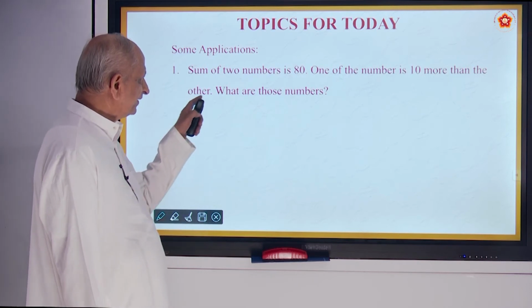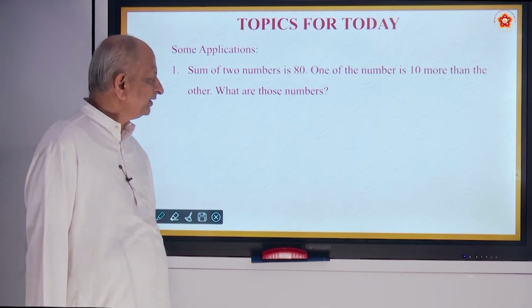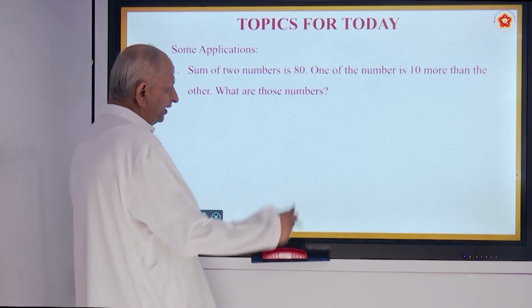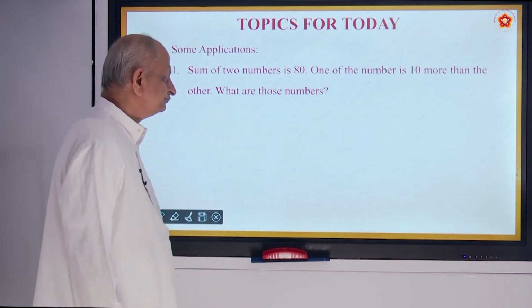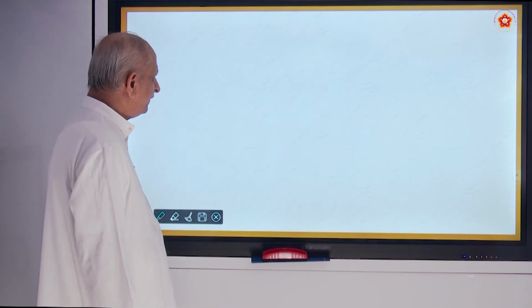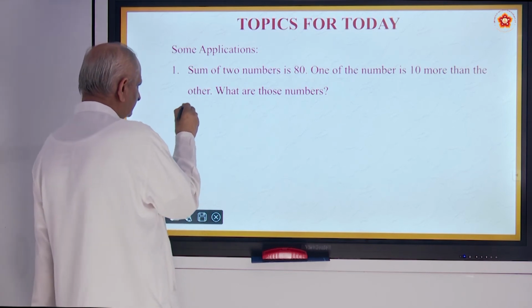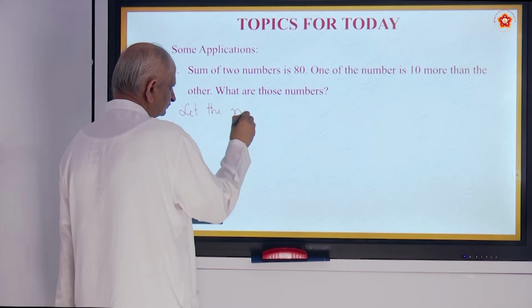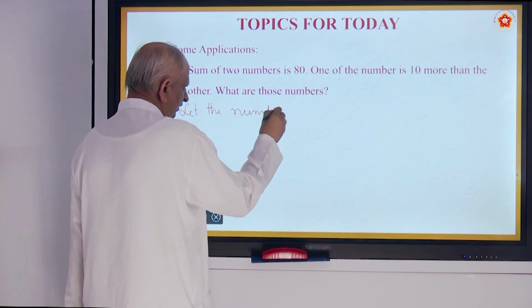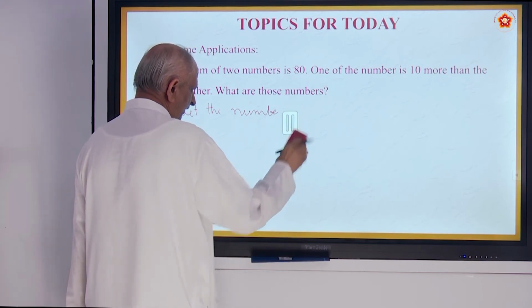Sum of two numbers is 80. So, there are two numbers, the sum is 80. One of the number is 10 more than the other. So, relation between the two numbers is given. So, let us start like this. Let the number be x.